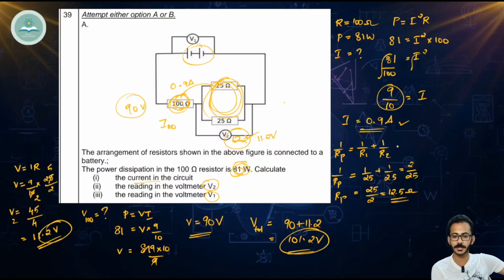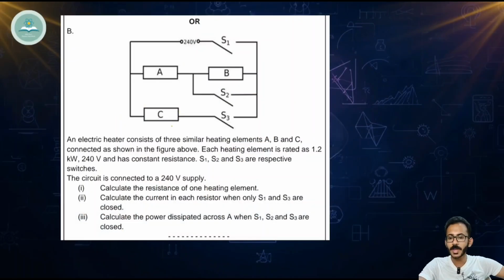So we got the current in the circuit initially, that is 0.9 ampere. Then the potential difference across V2, that was also got 11.2. Now the total potential difference across the voltmeter V1, that is 90 plus 11.2, that is 101.2 volt. We'll go to the OR question. Again we have a similar question here.